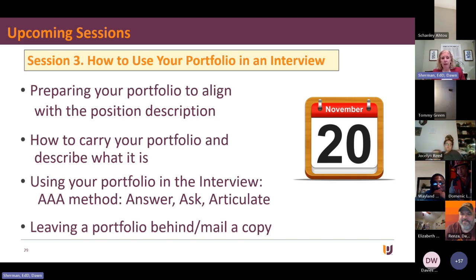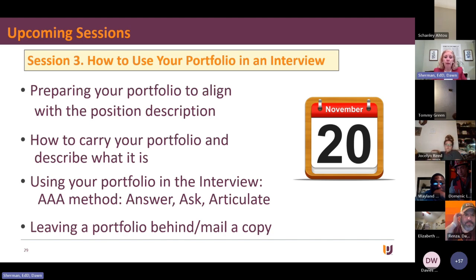And there's a AAA method that I devised, and it's you answer the question. You don't just pull out your portfolio and go, here you go. You look at the interviewer in the eye, you answer the question, you ask if you can show your portfolio, and then you articulate what it is that you want to show them. And we'll go through all of that in 2 weeks.